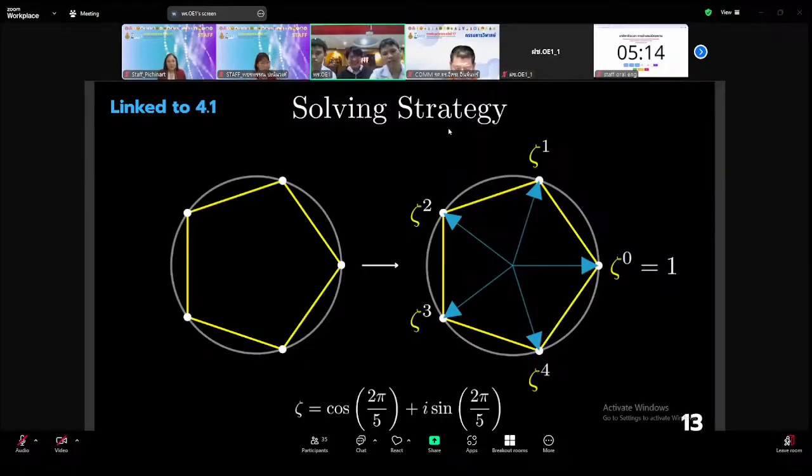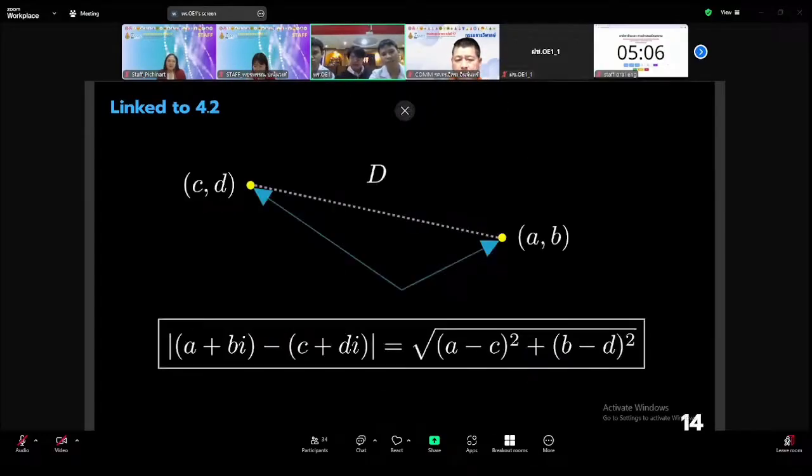This figure is a pentagon. First, we will write all the vertices as complex numbers. We call them zeta 0 to zeta 4. Each zeta is equal to a fifth root of 1.